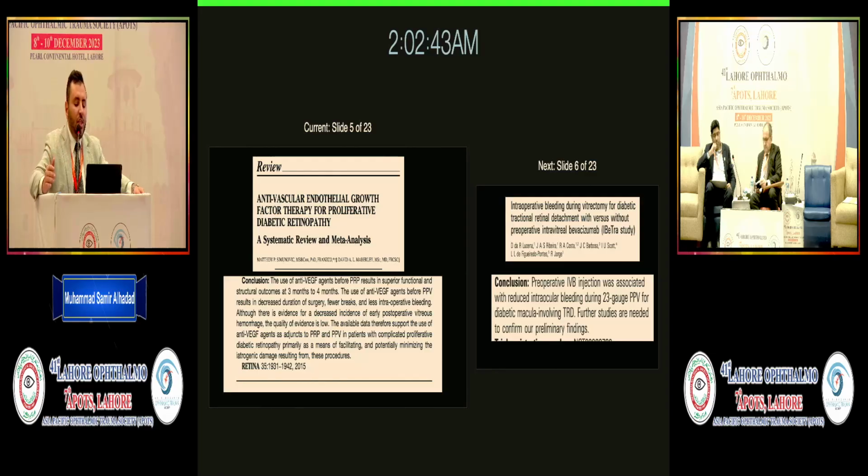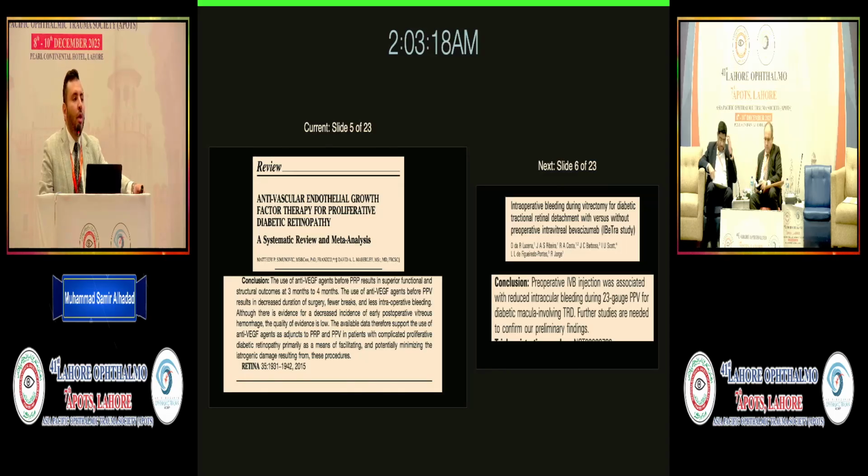But the use of anti-VEGF agents before pars-plana vitrectomy results in decreased duration of surgery, fewer breaks, and less intraoperative bleeding. Although there is evidence for decreased incidence of early post-operative vitreous hemorrhage, the quality of evidence is low. So the available data support the use of anti-VEGF agents as adjuncts to PRP and pars-plana vitrectomy in patients with complicated PDR. So before doing diabetic vitrectomy, we can inject anti-VEGF.